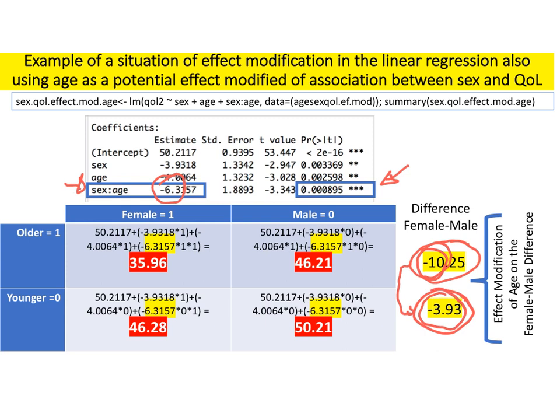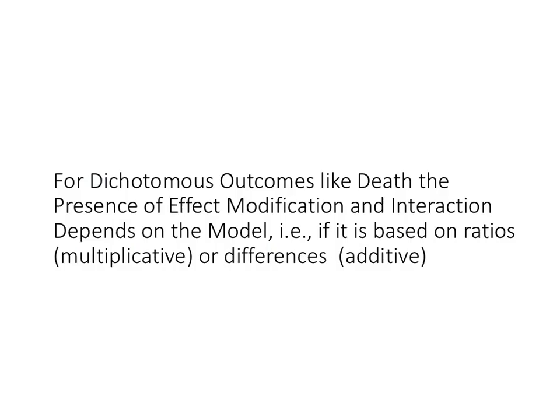As you may see, effect modification in the linear regression represents a departure from additivity. For dichotomous outcomes like this, the presence of effect modification and interaction depends on the model, that's to say, whether it is based on risk ratios, which would be multiplicative, or differences, which would in this case be additive. I will talk about effect modification and interaction for dichotomous outcomes in part 2 of the lecture.